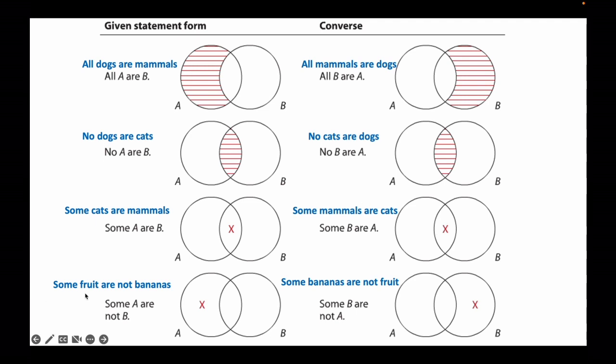But the last form, the O form, is not going to be the same, because some fruit are not bananas is not logically equivalent to some bananas are not fruit, as you can see from the diagrams.